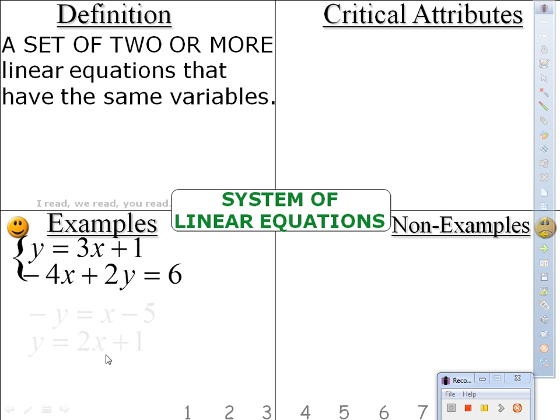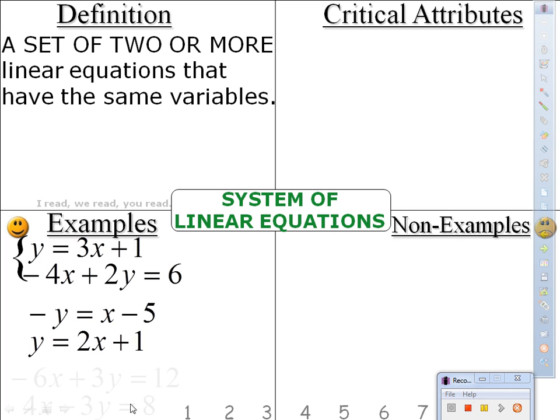Check this out. Negative y equals x minus 5, and y equals 2x plus 1. This one is also a system. What do you notice is missing from this one? The little bracket, right? So whenever they say solve the next system, and if they don't give you the bracket, don't worry about it. This is also a system. Now, according to the definition, does it have two or more equations? Yes. Are they the same variables? Yes. y, x, y, x, okay?